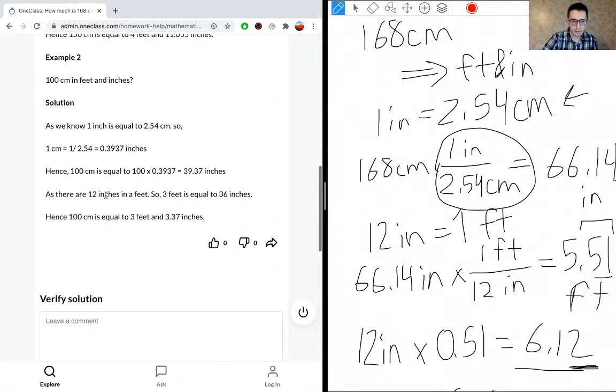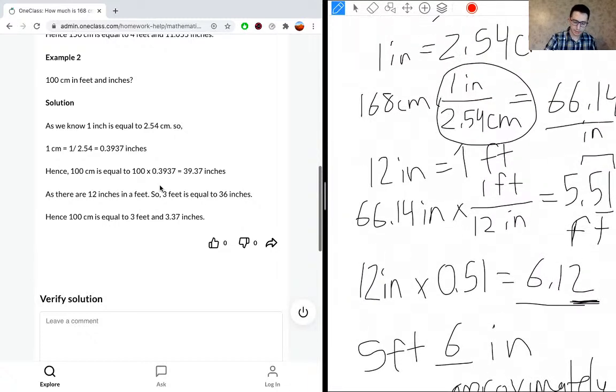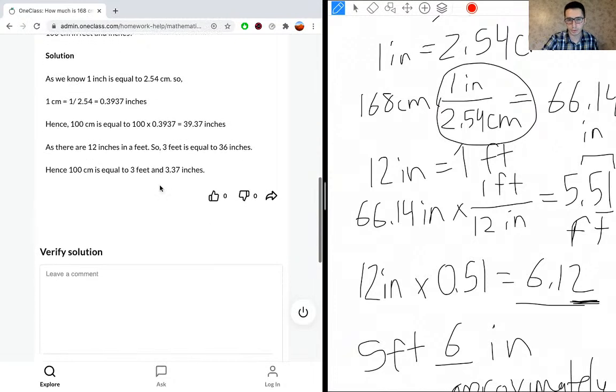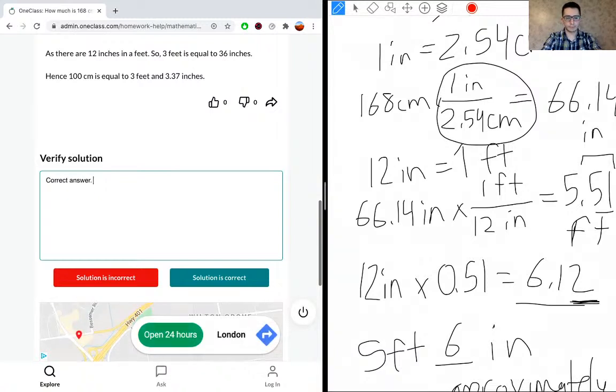And we get 39.37, and then there's 12 inches in a foot, so 3 feet is equal to 36 inches. So they just subtract it out, and then the remaining is 3.37 inches. So you can do it both ways. You can just multiply the decimal point by 12 inches, or you can just subtract out from this. So you can subtract out multiples of 12 until you can't subtract out any more multiples of 12. So correct answer. Great job.